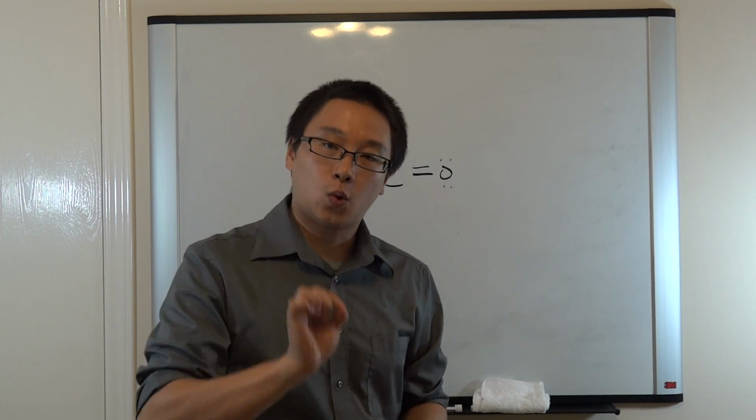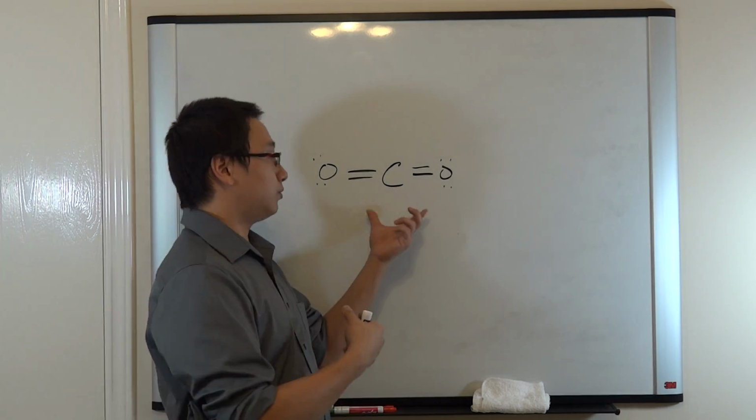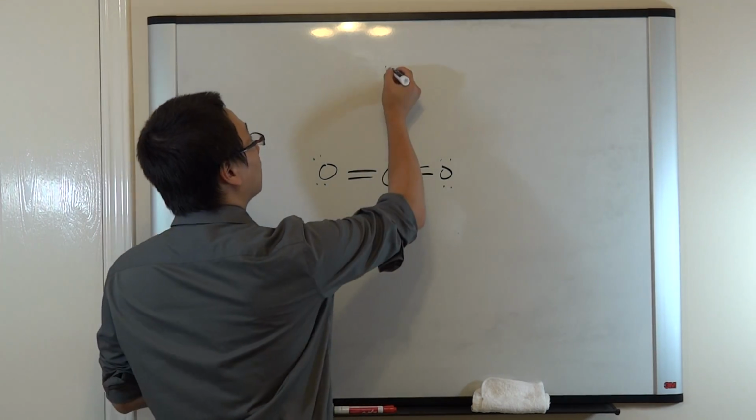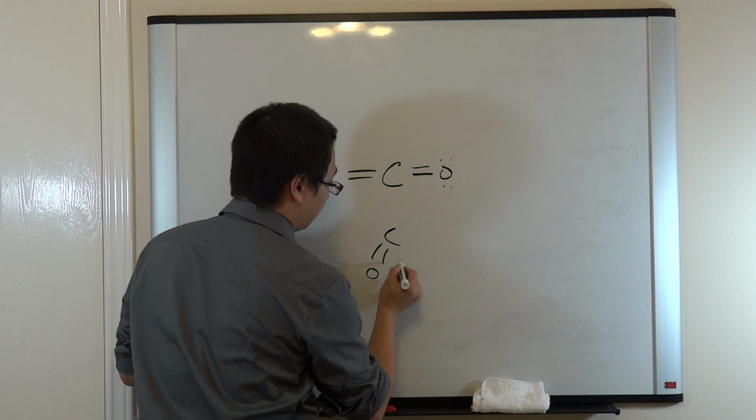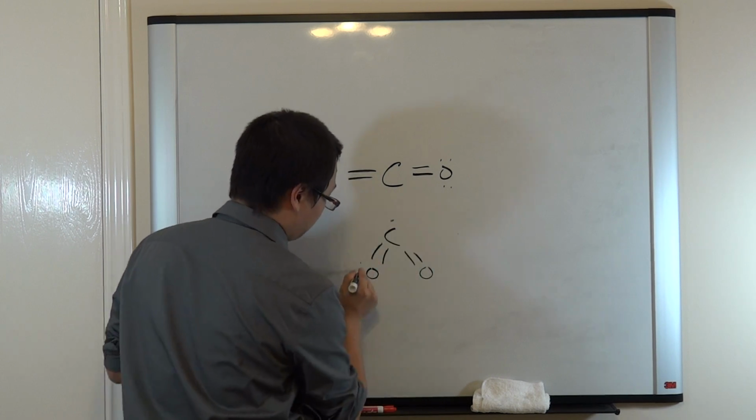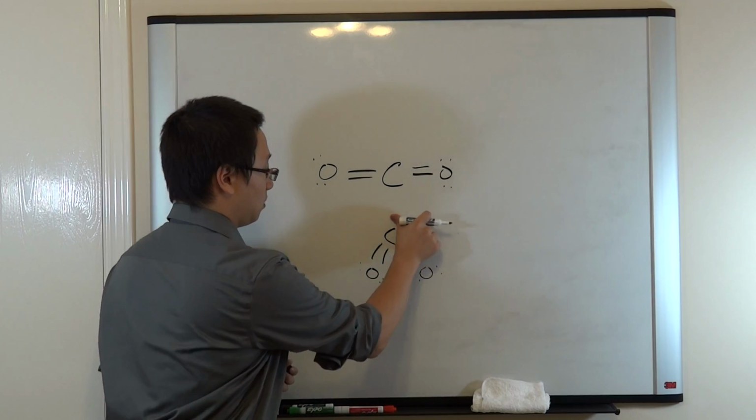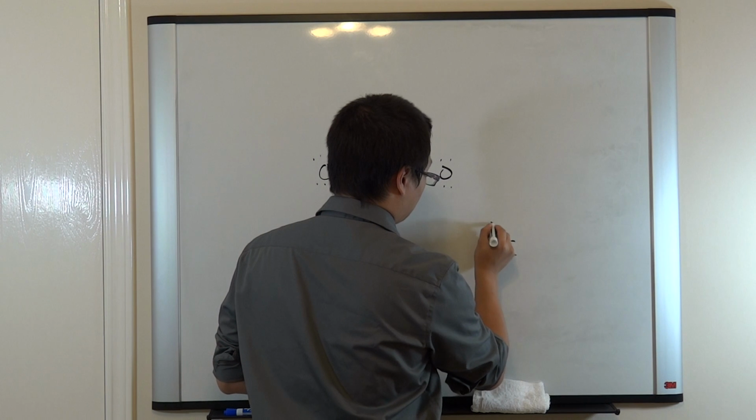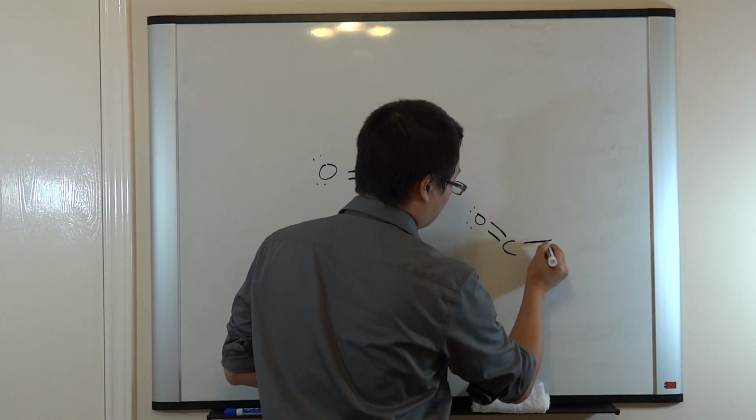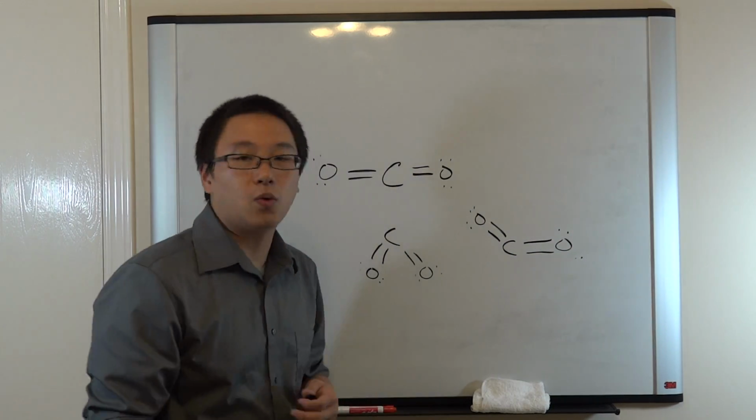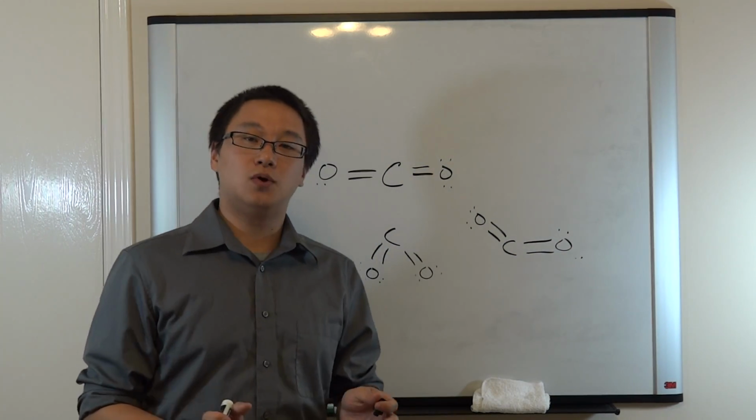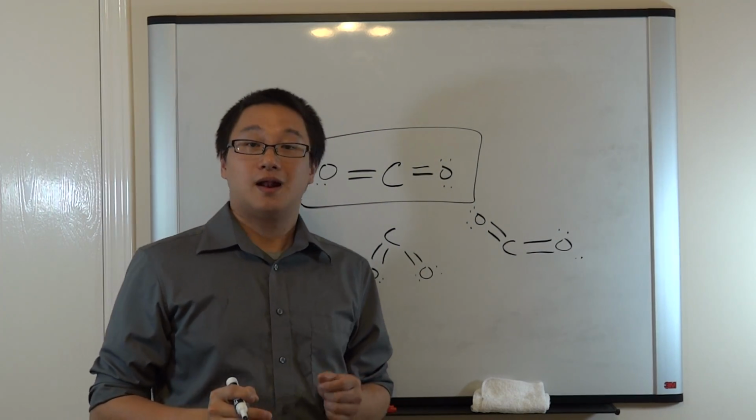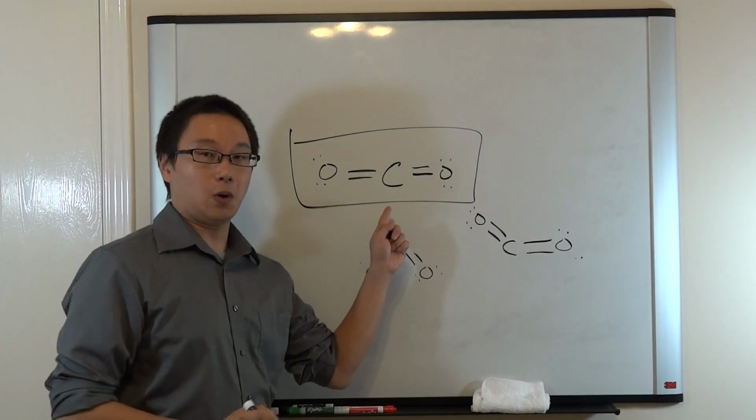shape of molecule. The question is, I drew the Lewis dot structure for carbon dioxide like this, but could this structure be drawn like this, or like this, or any other kind of orientation? Is it possible, or is this the only one that we can draw? Now the answer is that this is the only one.